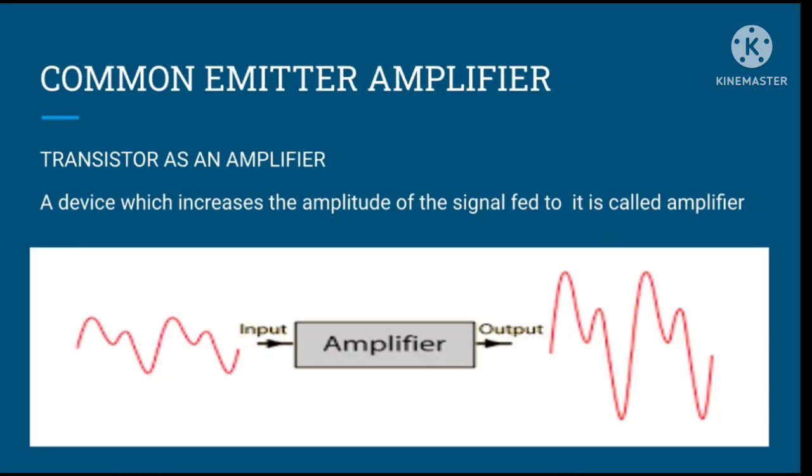Transistor is also known as a current controlled device. Now next is the amplifier, known as a common emitter amplifier, in which the transistor acts as an amplifier. So what is an amplifier? It is a device which increases the amplitude of the signal fed to it. For example, as shown in the figure, a weak input signal, that is a signal of small amplitude, is fed to the amplifier, which in turn amplifies it, and we get an output signal of large amplitude.